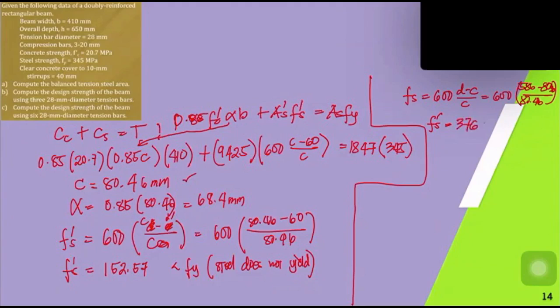Correct pa rin yung assumption natin. Mas malaki sa Fy, still yields. So sa tension, still yields. Sa compression, still does not yield. So we can now compute for Phi.